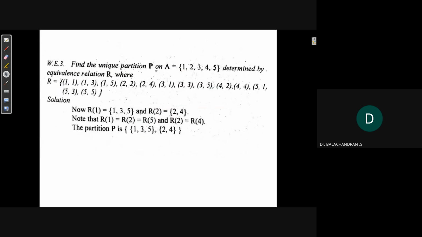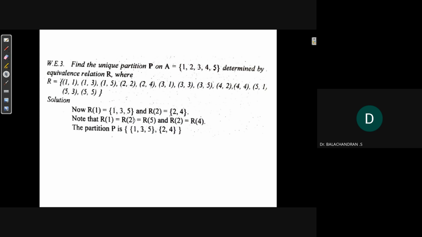Suppose I give you an equivalence relation and ask for the partition. Look at 1. R of 1 means the equivalence class of 1. 1 is related to 1, so I'll put 1 here. 1 is related to 3, and 1 is related to 5. Hence R of 1 is the same as R of 3, and which is the same as what?